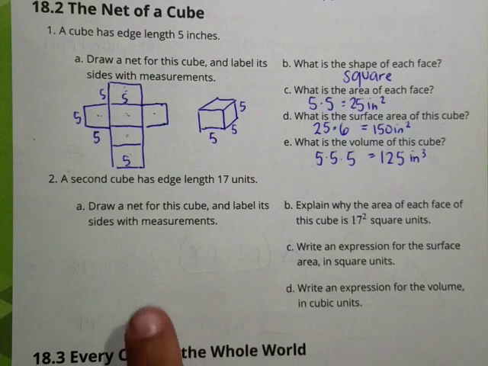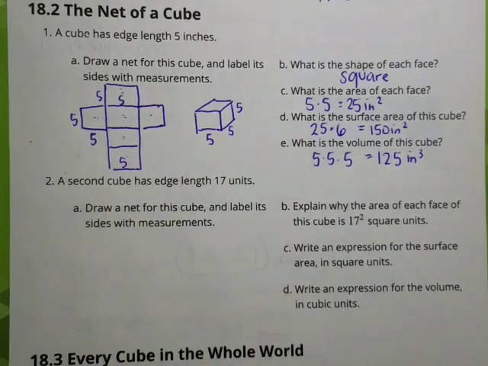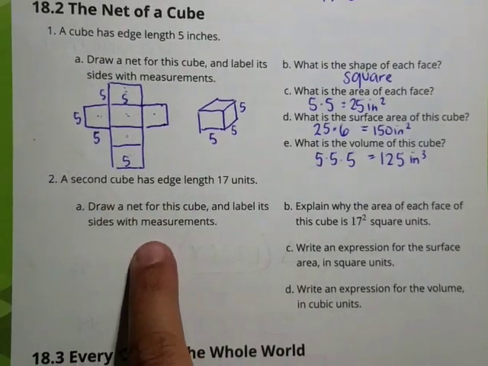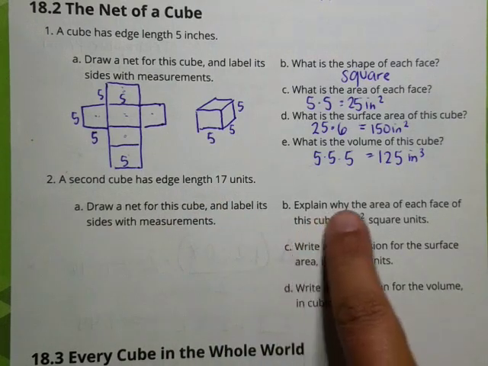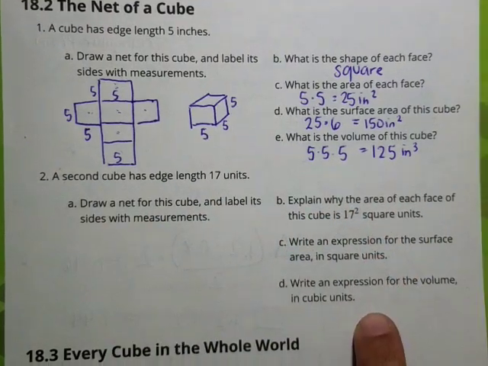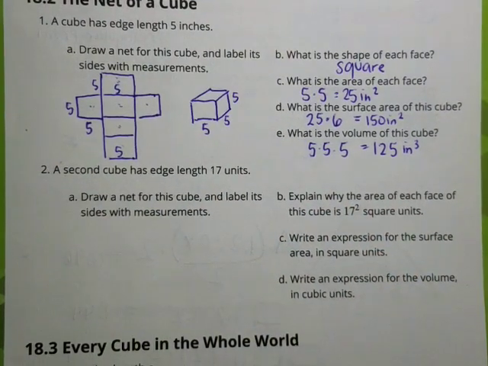All right, now what I want you to do is go ahead and do the second one. So pause the video, draw your net for your cube, label it with 17, and then go ahead and give an answer for each of those. So pause your video and take care of that, please.